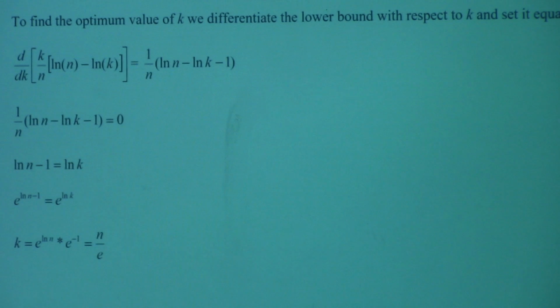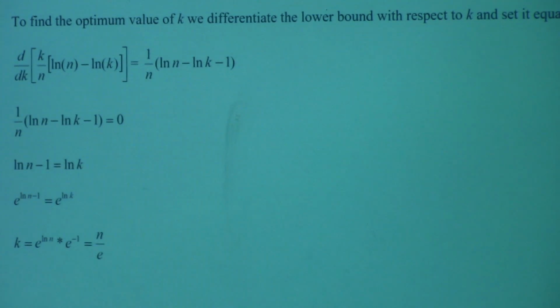If we divide by n, we're going to get log n minus 1 is equal to natural log of k. We can exponentiate both sides, because if two things are equal, then e to those powers are also going to be equal. So we have e to the natural log of k equals e to the natural log of n minus 1. e to the natural log of k is just equal to k. And e to the natural log of n minus 1 is e to the natural log of n times e to the minus 1, and e to the minus 1 is 1 over e. So therefore this is equal to n over e.